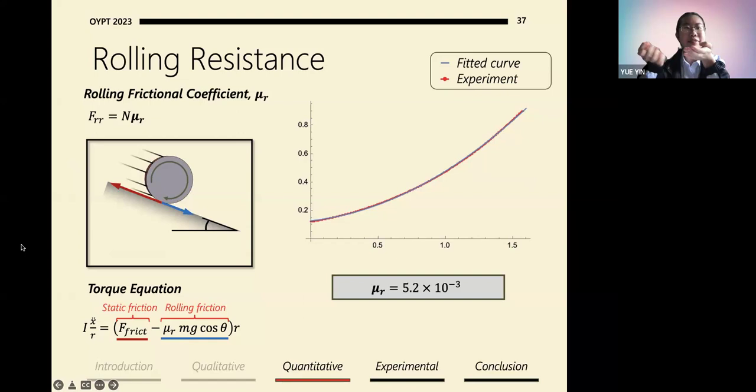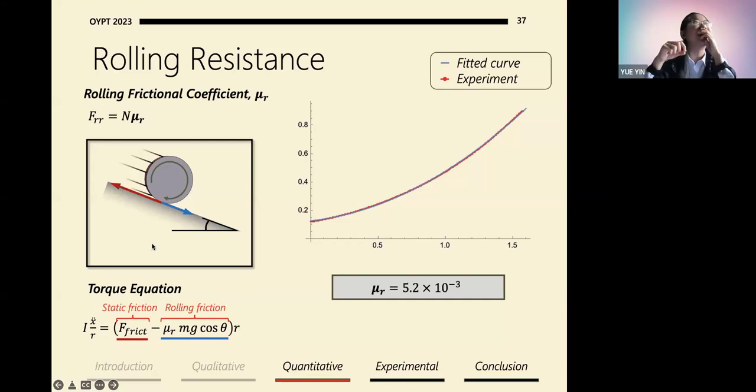This is the moment of inertia times the angular acceleration, and this side of the expression is actually the torque. So what is providing the torque is the net force at the contact point, for it to turn at the contact point, which is actually the static friction minus the rolling friction, which is opposing this. The static friction makes the thing turn, right? So the rolling friction opposes the turning, right?